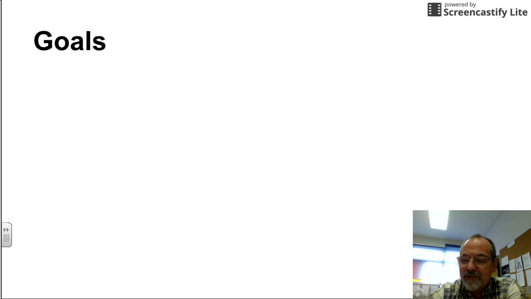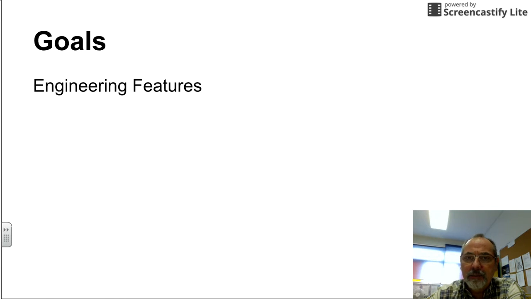Goals of the project. First thing you're going to write about are the engineering feat that you're trying to do, the features of that engineering project. And then you're going to give it the limitations like sizes, weights, that kind of stuff. That's really important for you to set your goals in the start.